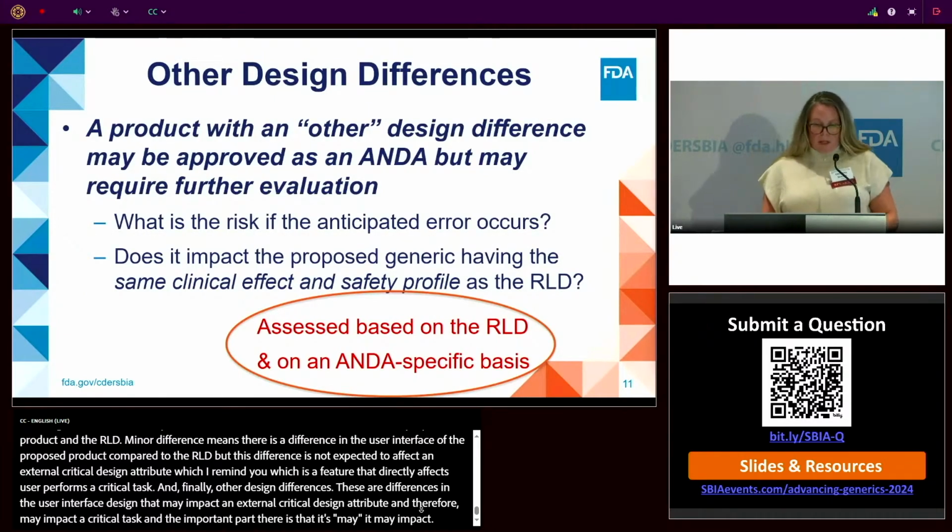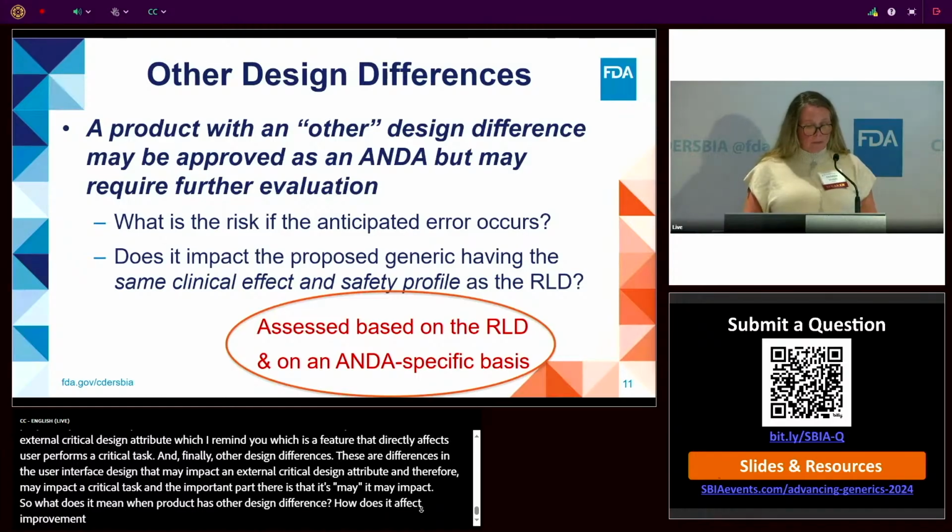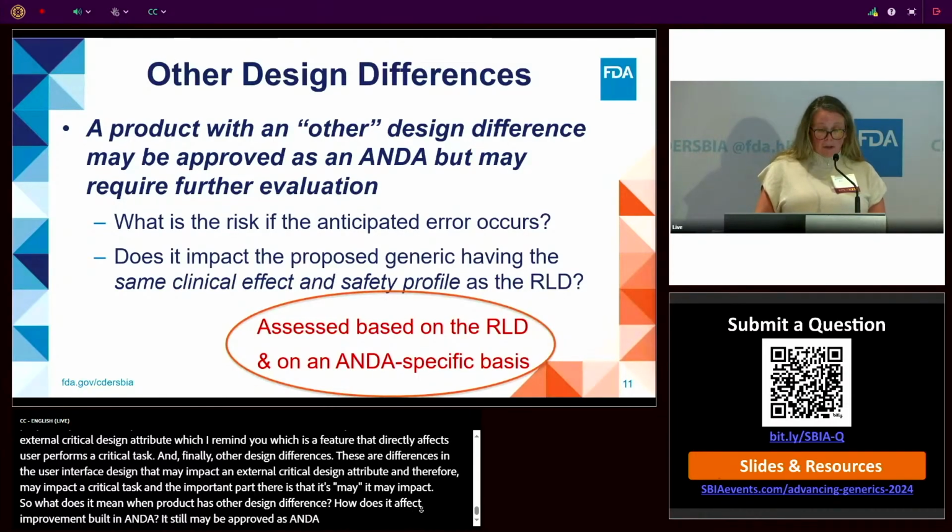So what does it mean when a product's determined to have an other design difference? How does it affect approvability as an ANDA? If it's determined that the product has an other design difference, it still may be approved as an ANDA, but it may require additional evaluation.